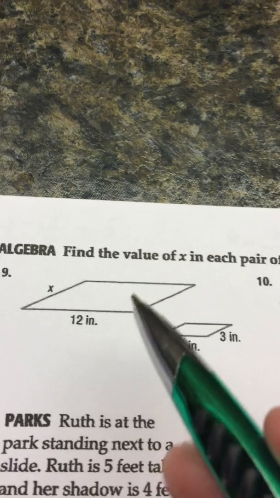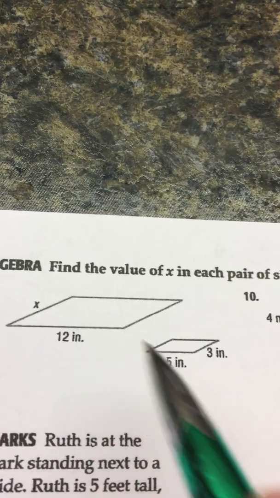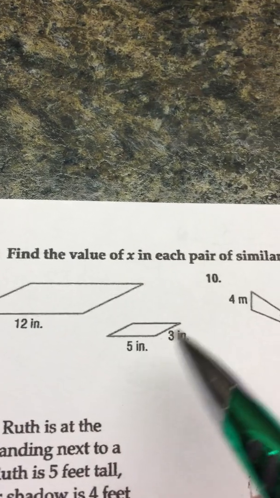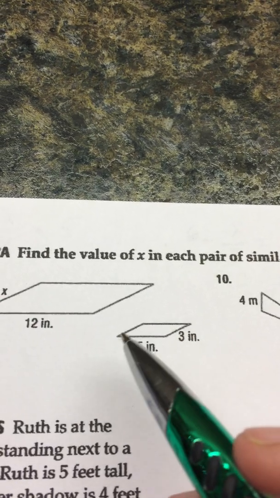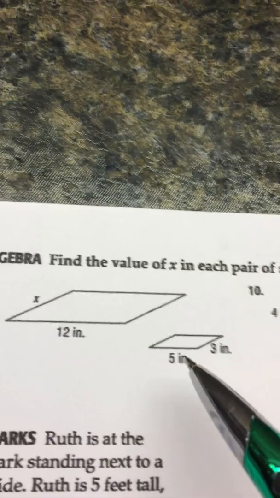But anyway, these two are similar figures, and you can tell that the 12, the long version, goes with the long bottom down here, and this slanted side going up goes with the slanted side going up over here. And of course they're parallel, so if this is 3, this one's 3. So the x and the 3 are corresponding sides, and the 12 and the 5 are corresponding sides.